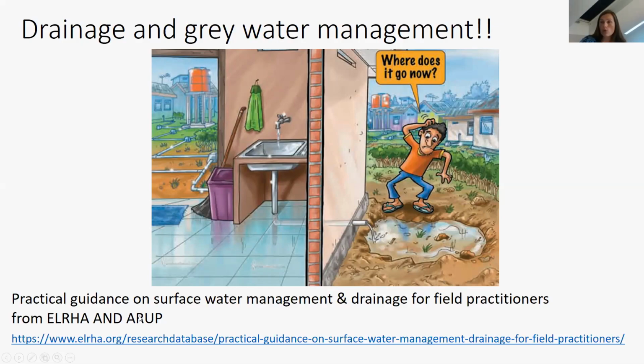If you want to know more about surface water management and drainage for field practitioners in humanitarian conditions, with a specific focus on refugee camps, you can find this very nice manual developed by the Humanitarian Innovation Fund and ELRHA. Here's a link where you can find a lot of guidelines and practical information on surface water management and drainage.